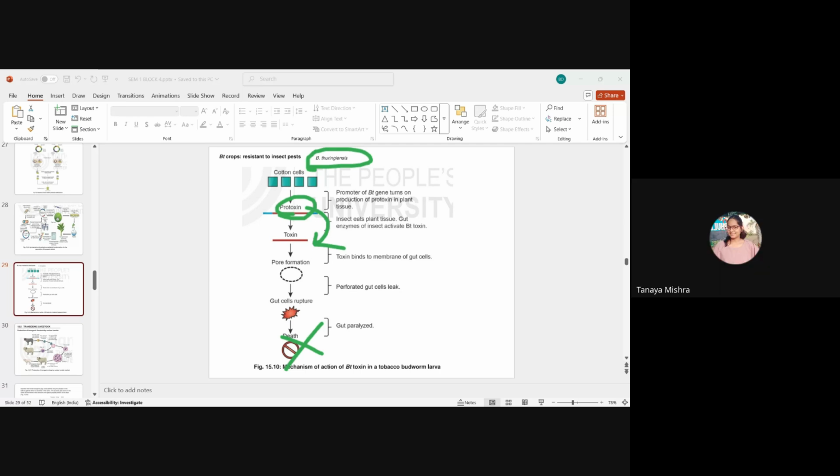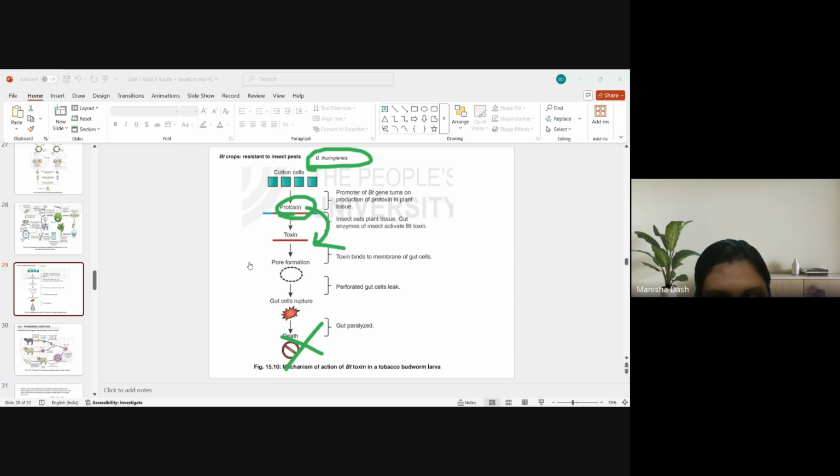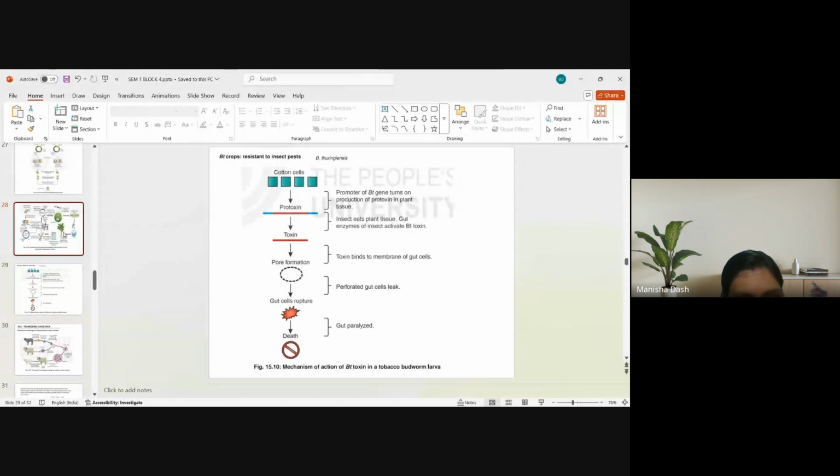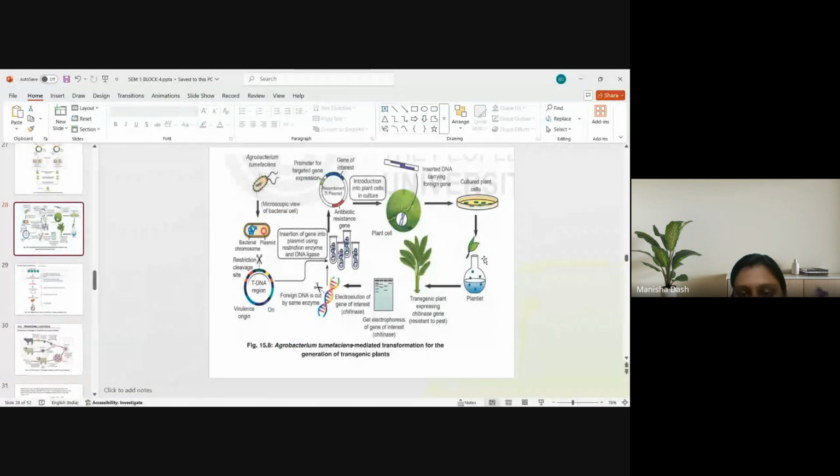Ma'am, here the plasmid will not get destroyed inside the cytoplasm of the plant cell? No, it will not usually be destroyed.